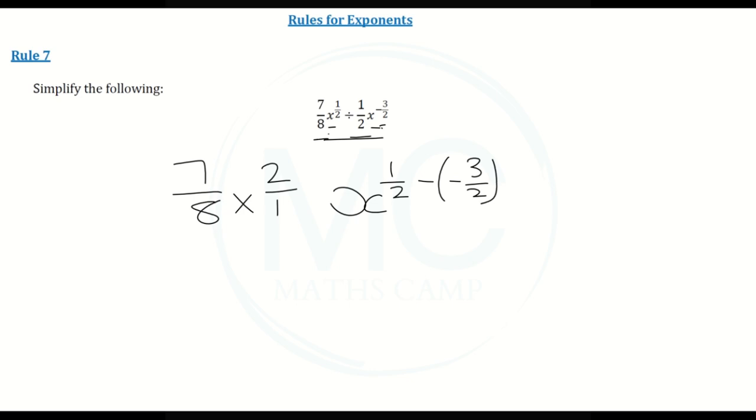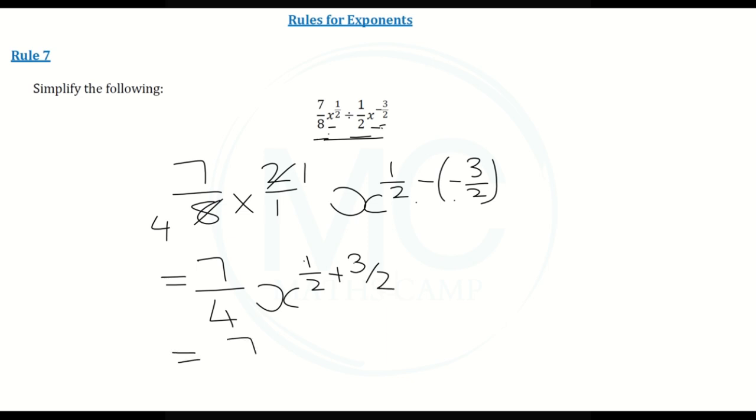Let's now look at our fractions. Divide by 2, we get 1. Divide by 2, we get 4. So we get 7 over 4, x to the power of 1 over 2, minus negative 3 over 2 becomes plus 3 over 2. 1 plus 3 is 4, so we get 7 over 4 x to the power of 4 over 2. And we know that 4 over 2 is actually 2. So our final answer is 7x squared over 4.